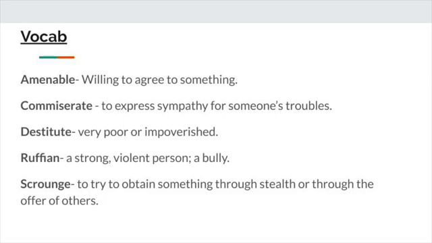So we have amenable, which is willing to agree to something. We have commiserate, to express sympathy for someone's troubles. Destitute, which is someone who's very poor or impoverished. Ruffian, that's how you say that one, a strong, violent person or a bully. And then lastly, scrounge, which is to try to obtain something through stealth or through the offer of others.